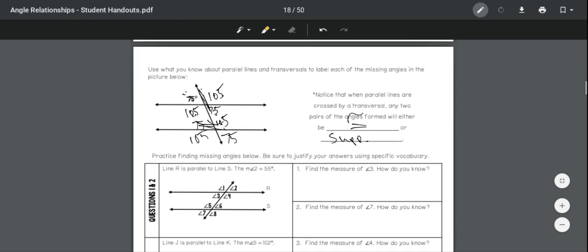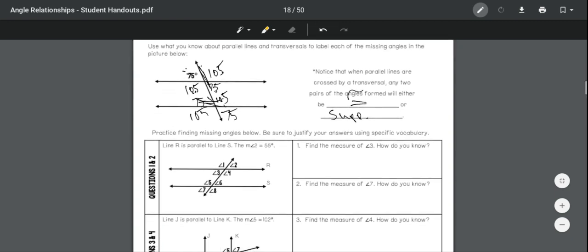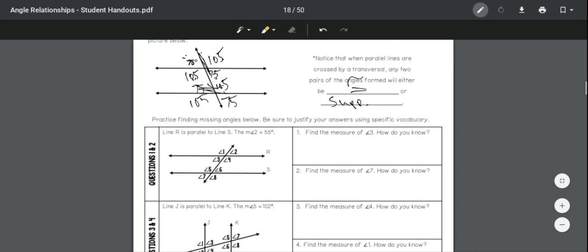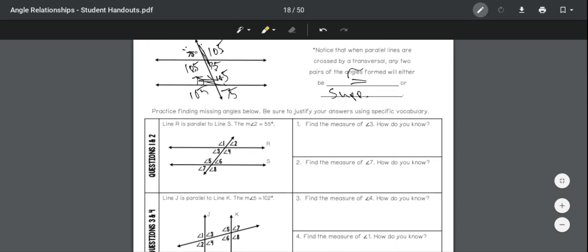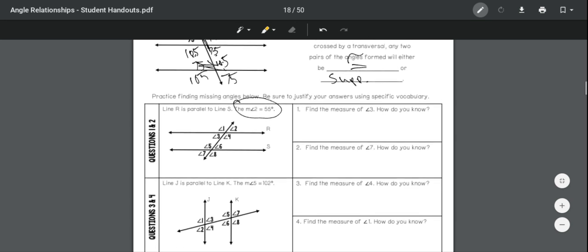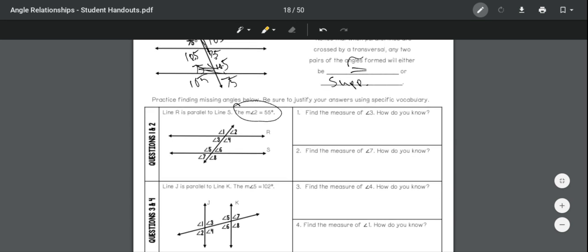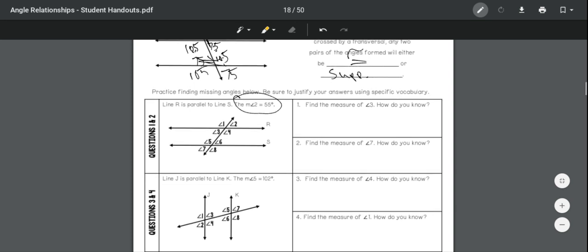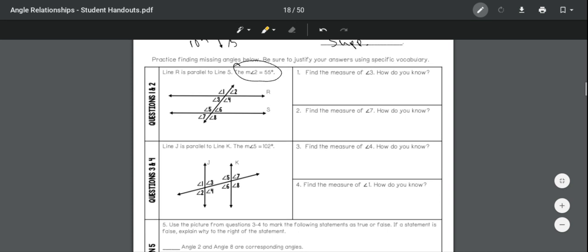So I want you to practice finding the missing angles here and then say how you know. So like on this one, they want you to find the measure of angle 3, and they tell you that the measure of angle 2 is 55. So your reasoning is like you would say they're either supplementary or they're vertical or whatever your reasoning is. And then find the measure of angle 7.